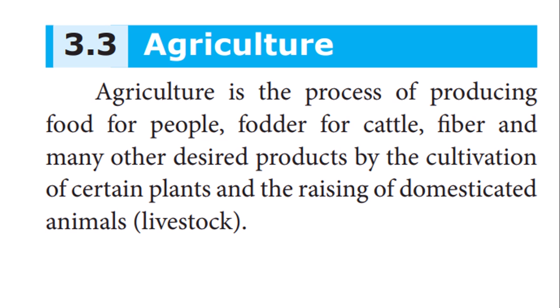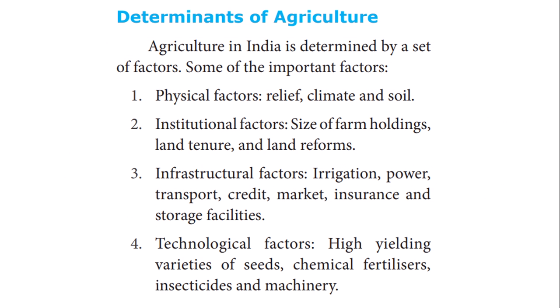And let's see more about agriculture. Determinants of agriculture: physical factors, relief, climate and soil, and also the size of farm holding, land tenure. And next, infrastructure factors: irrigation, power, transport, credit, market, insurance, all that. Then technological factor, means high yielding varieties of seeds and all that.